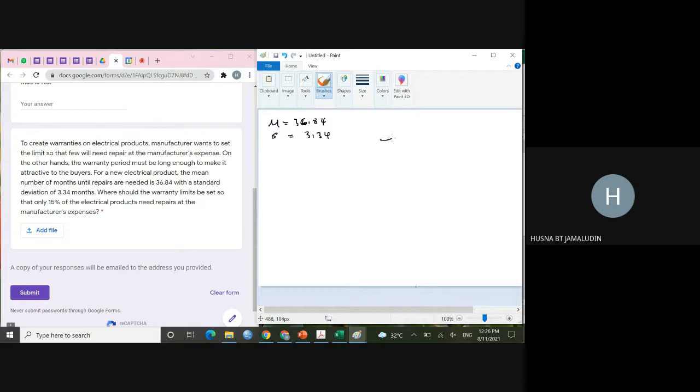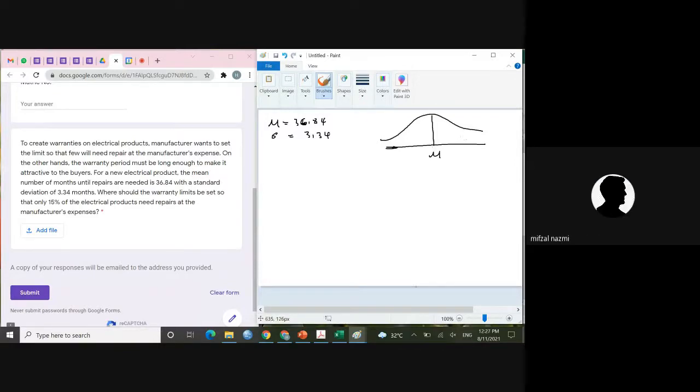So what should we do? The first step, you have to draw a diagram so that you can see the area. So only 15% of the electrical products need to be repaired. So you want to make sure that the warranty should be covering the minimum cost, because when we talk about warranty, it is at the expense of the manufacturer. So let me put the middle here, the mu. So where is it? On the left side or on the right side? Left side. Why?